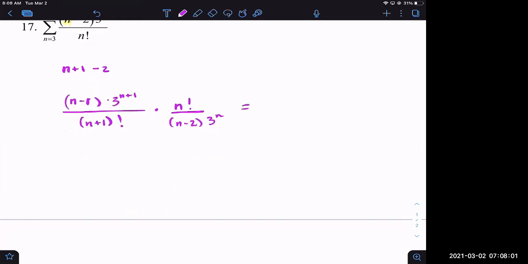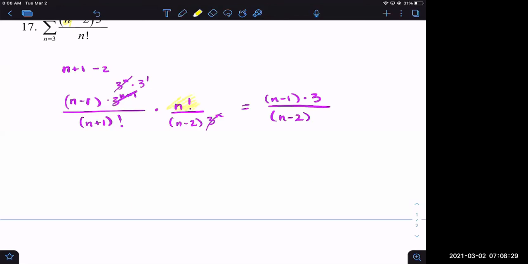If I focus on reducing, I do not have to reduce this n-1 and the n-2. That's fine. They'll take care of each other when I deal with the limit. So I still have the n-1 on top, and the n-2 on top. I like to deal with like things at a time. Then I have this 3 to the n plus 1. That's 3 to the n times 3 to the first. So the 3 to the n cancels out, and I'm left with the 3 on top.